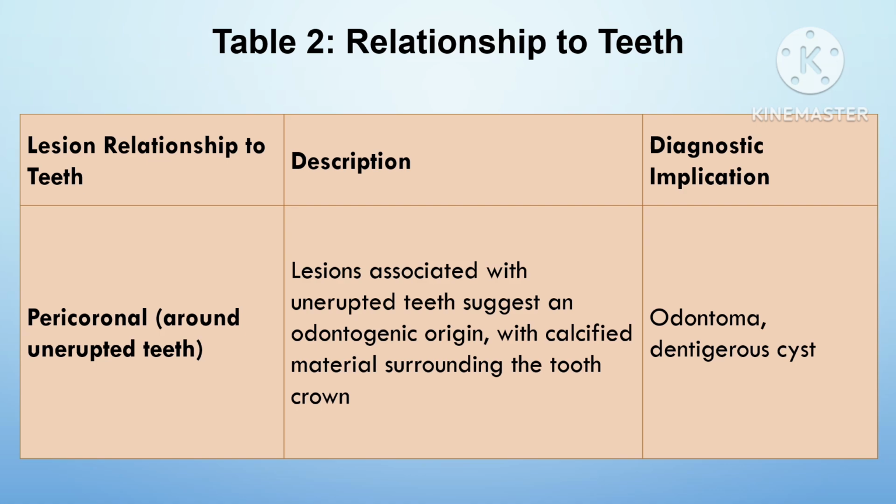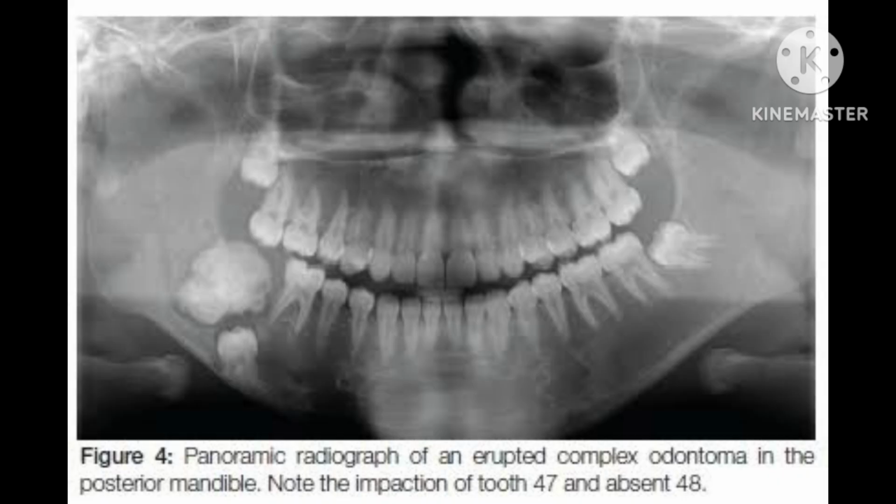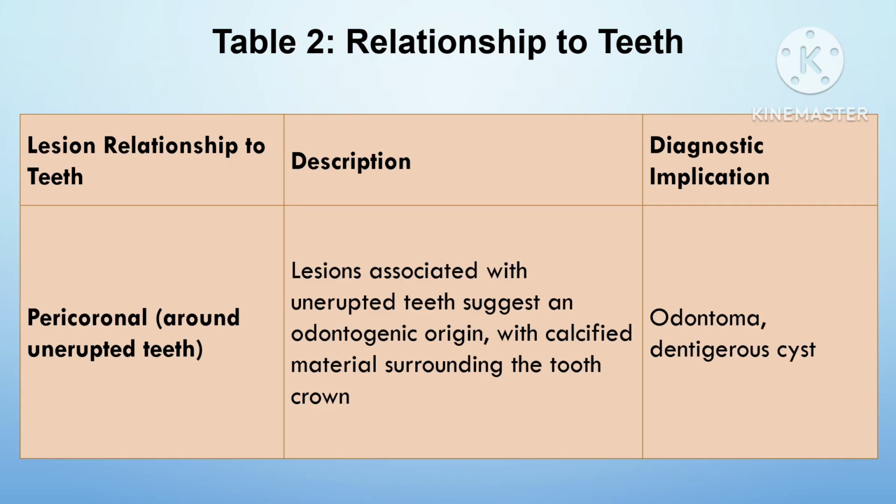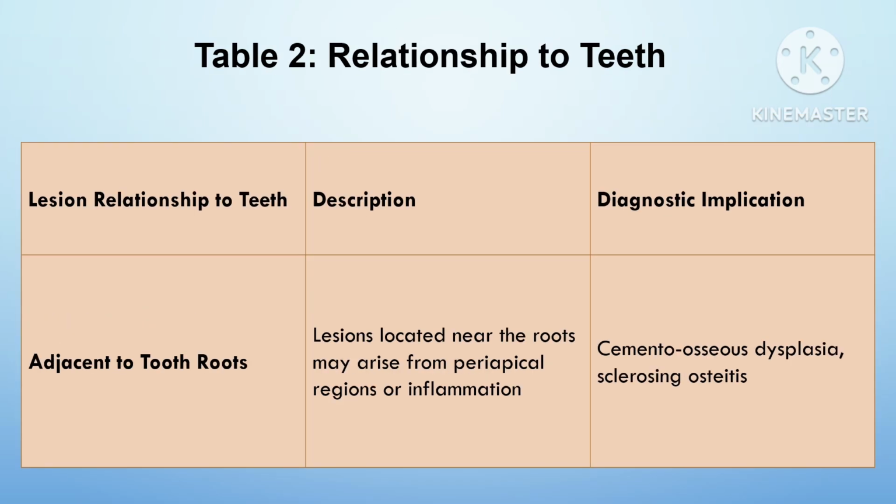The pericoronal space is often a site of odontogenic lesions, meaning those that arise from the tissue involved in tooth development. An example of this is an odontoma, which is a benign tumor that forms from dental tissue. Pericoronal lesions can include dentigerous cyst, which forms around the crown of the unerupted tooth and is usually associated with the third molars. We'll also see the relationship of the lesions with respect to the tooth root.